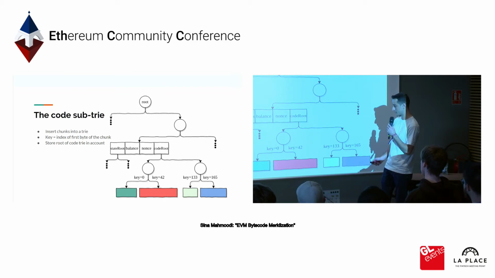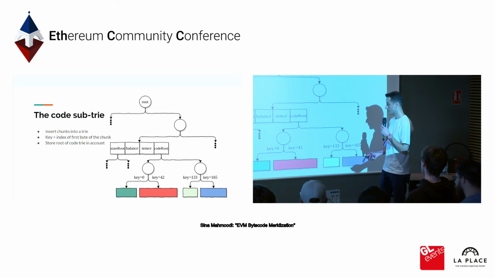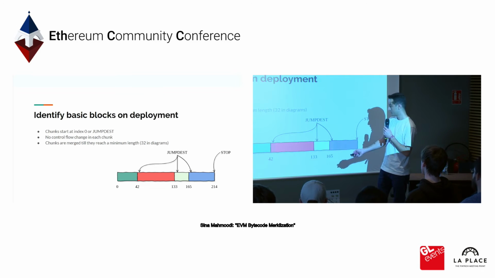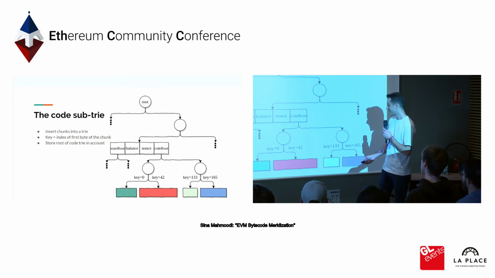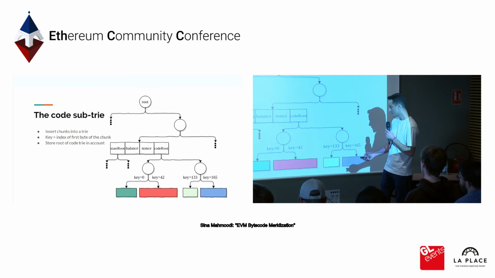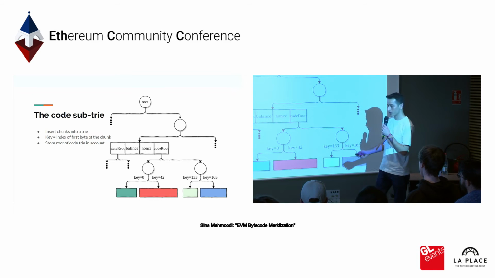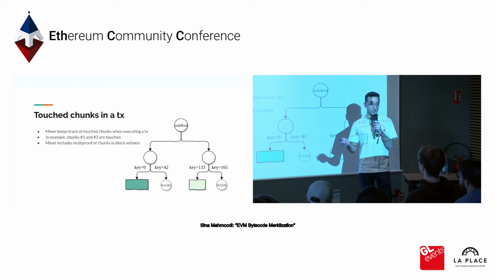The keys of these chunks are the index of the first byte of this chunk. 42 is the first index of the other chunk, and we'll use that to store the chunks. We use those as keys, and we store the root of this Merkle tree in the account. And so the contract is now deployed.